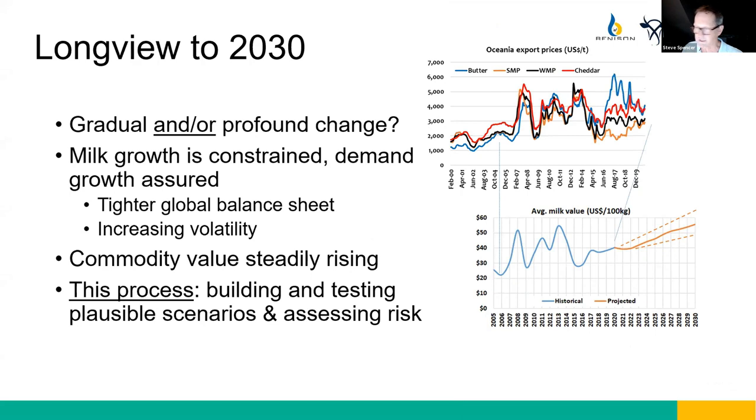It's very hard to get a scenario that doesn't involve the milk value rising as it has done, but it doesn't look like a steady line. We've got a shape of that line out there. There'll be volatility, it's sure the volatility will occur just as it has in the past around that band as I've shown on the right hand side. So it's a steadily rising commodity value, with lots of volatility. Our process is to build plausible assumptions that let people assess the risks of different changes coming over time.